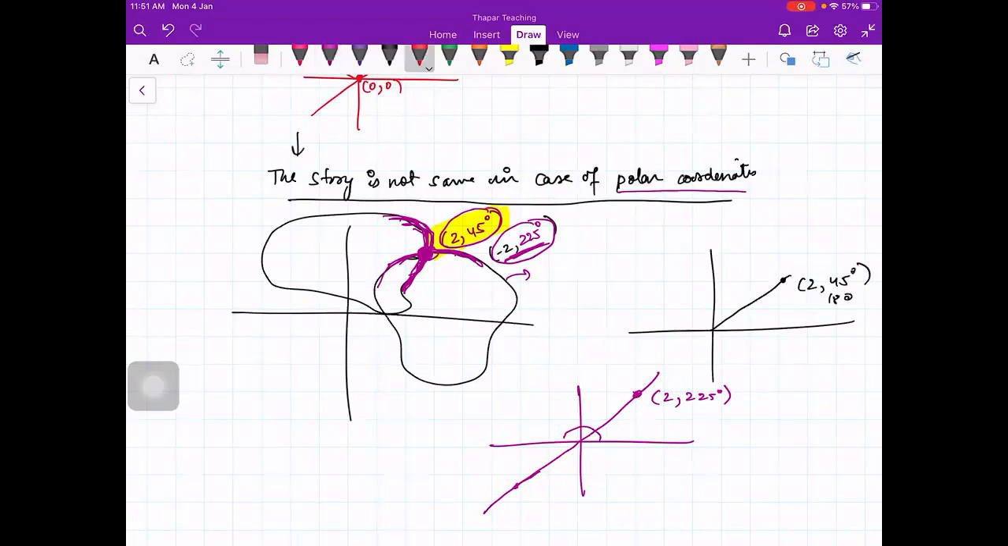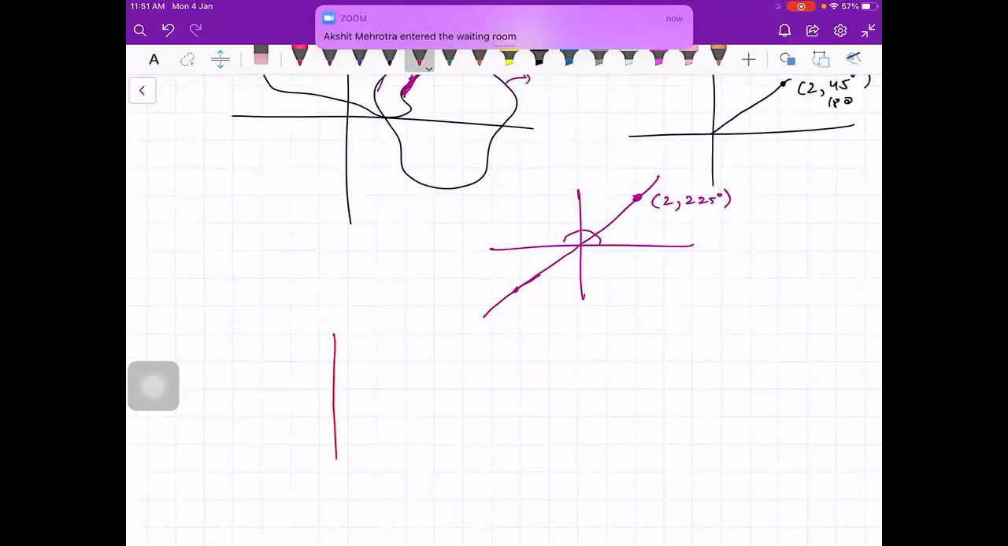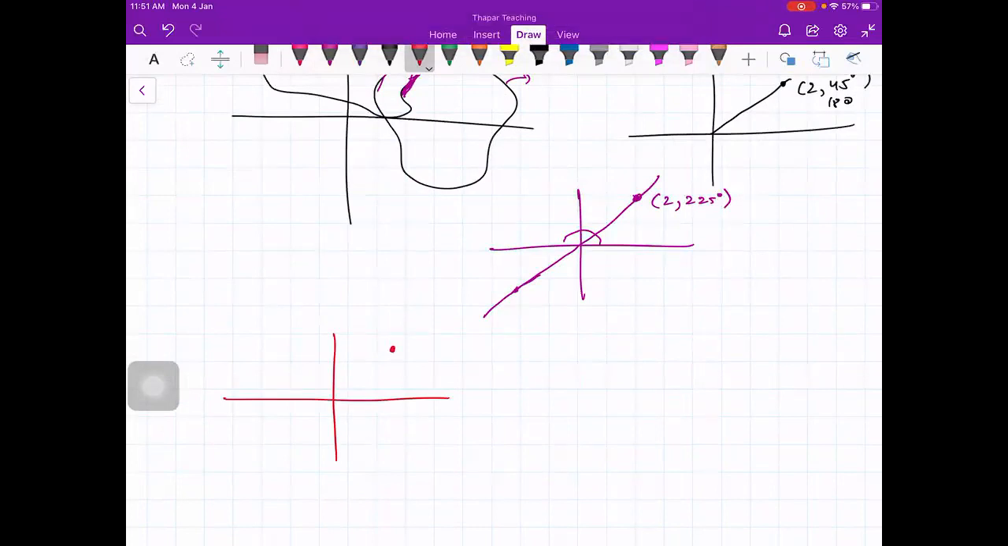Yes, ma'am. Ma'am, please explain the 2, 225 one. Yeah, beta, okay, I'll tell you. You see, suppose this is a point, I want to plot this point 2, 45 degree. So how will I plot? I'll go on angle theta is equal to 45 degree. Theta is equal to 45 degree. We will plot, and r is equal to 2. So this point is 2, 45 degree. Is that thing clear? Yes?